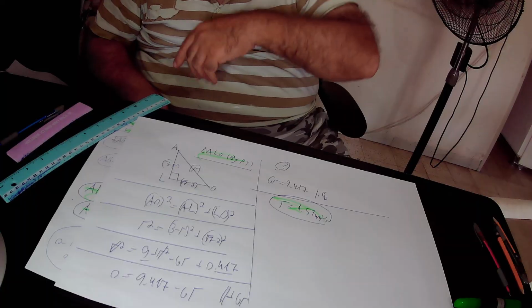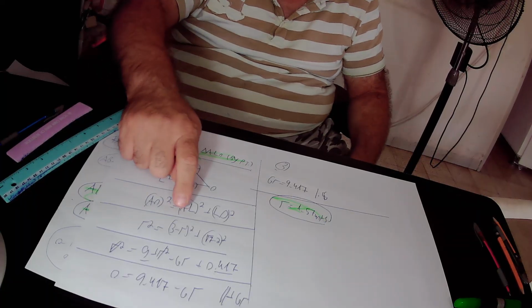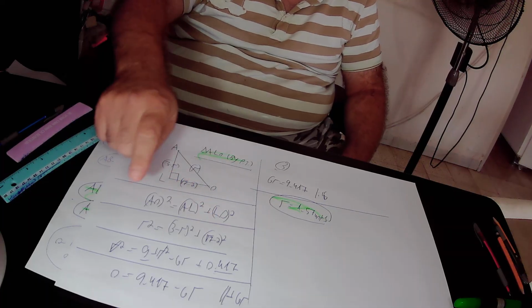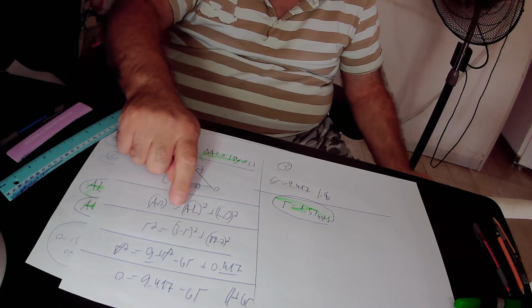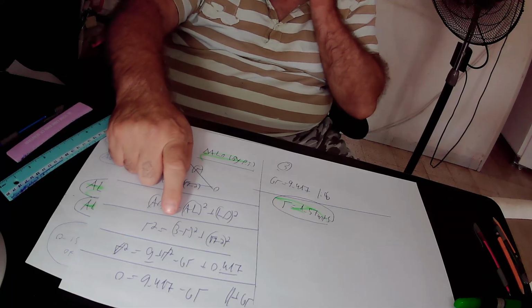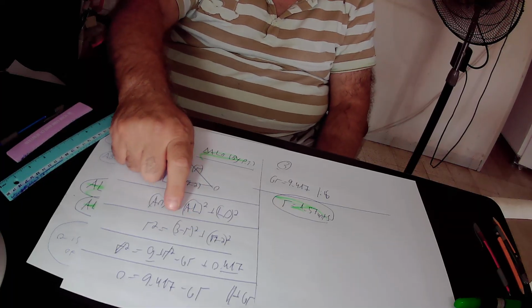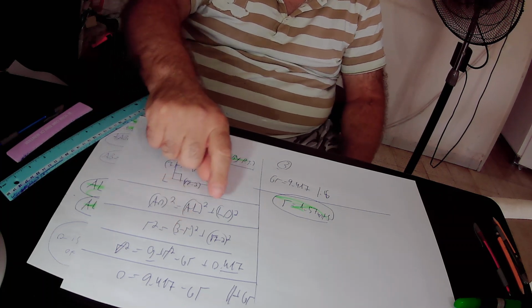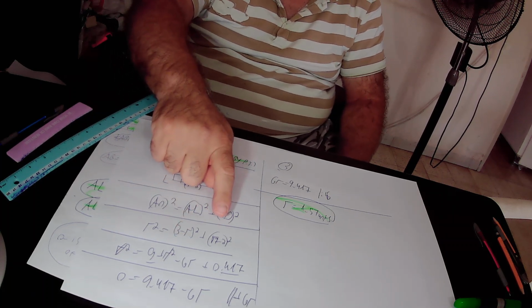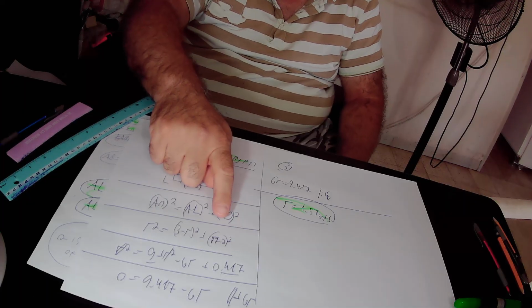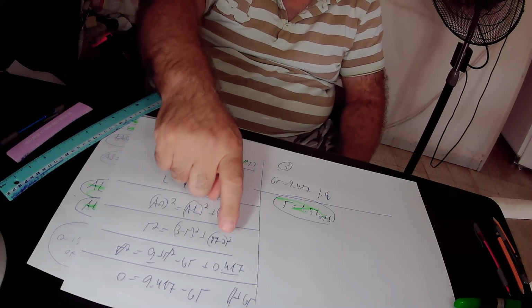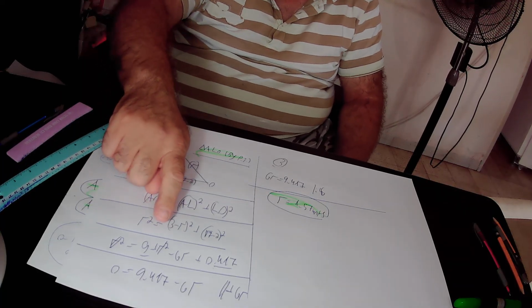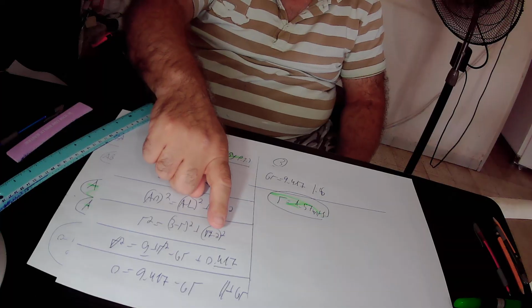So in total we find that R squared equals (3 minus R) squared plus (square root of 7 minus 2) squared. So R squared equals 3 squared, that is 9, plus R squared minus 2 times 3 times R, that is minus 6R, plus (square root of 7 minus 2) squared. (Square root of 7 minus 2) squared in total equals 0.417. So R squared equals 9 plus R squared minus 6R plus 0.417.